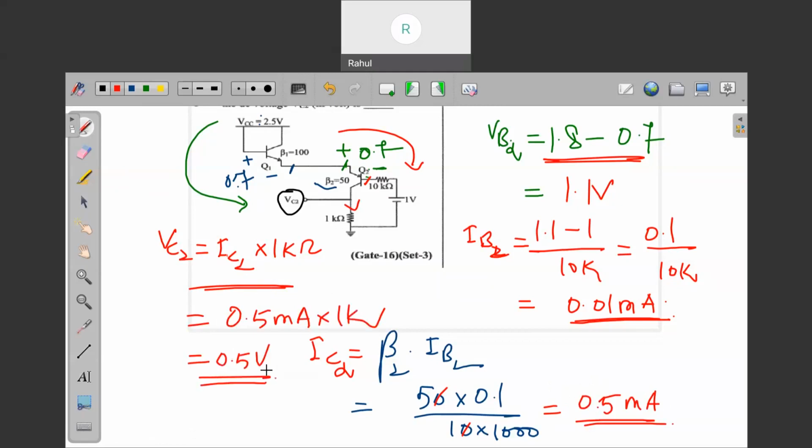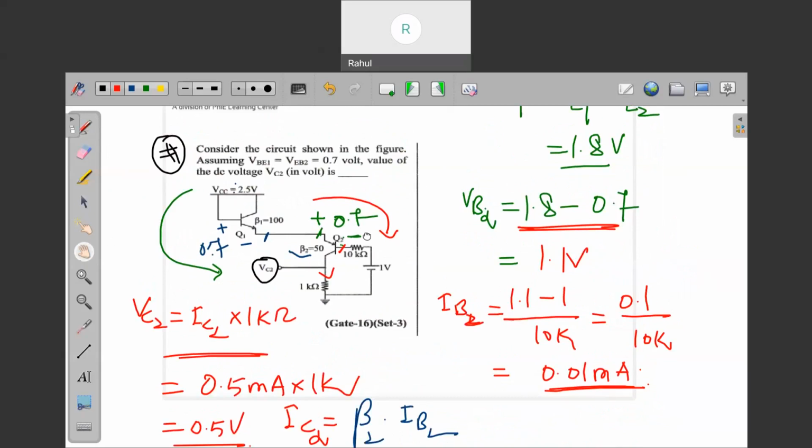This was a very easy question, so you don't have to worry about that. So 0.5 is the correct answer for this question. I hope this is clear for everyone.